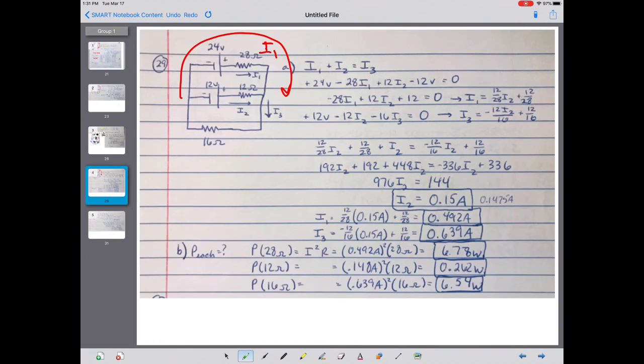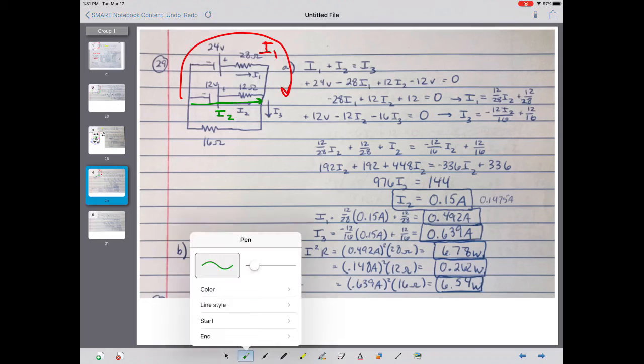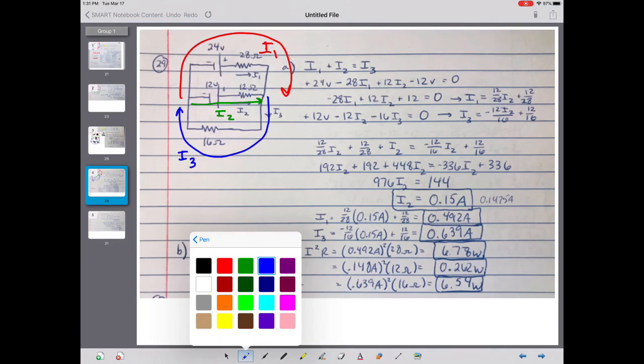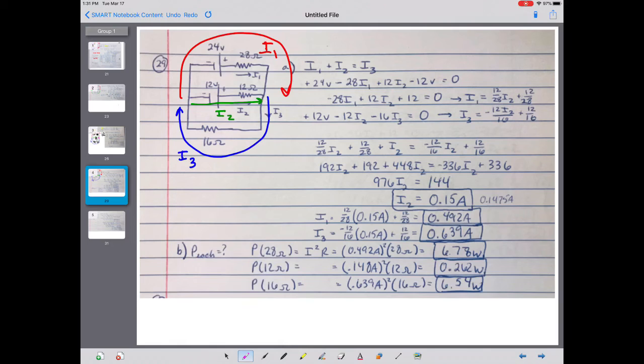I've chosen to draw I2 across the middle branch from left to right. And then I've drawn I3 around the lower branch going in a clockwise direction. Again, if you chose different, it's fine. Your equations will be equivalent. So from there, setting up the equations, you get a bolder color. Okay, junction rule.